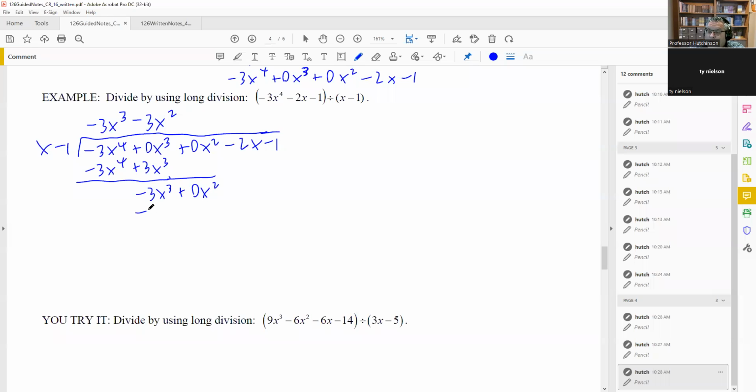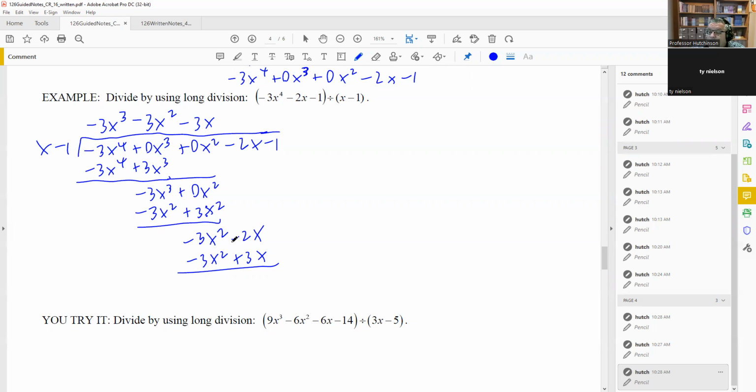We multiply that, we get negative 3x squared plus 3x squared like this. And we subtract again, and we get negative 3x squared. and we bring down the minus 2x. Negative 3x squared divided by x is negative 3x here. If you multiply that on each side, you get negative 3x squared, and then we get plus 3x when you multiply negative 3x times negative 1. Subtract again, we get a 0.